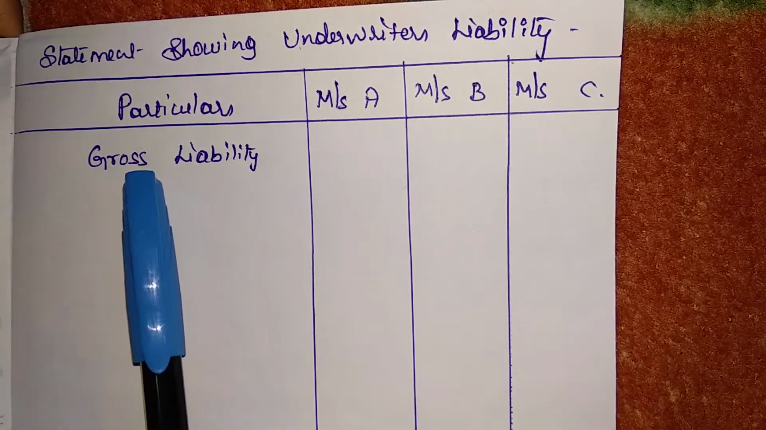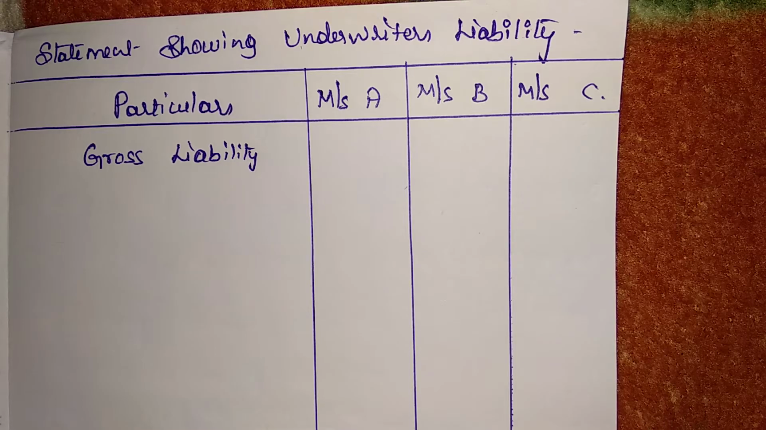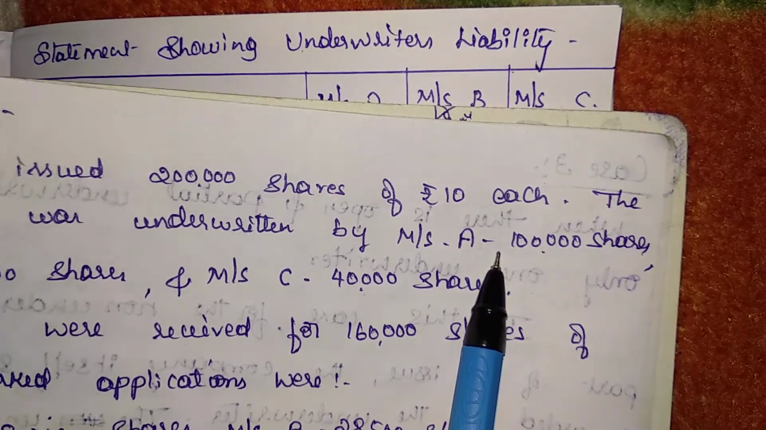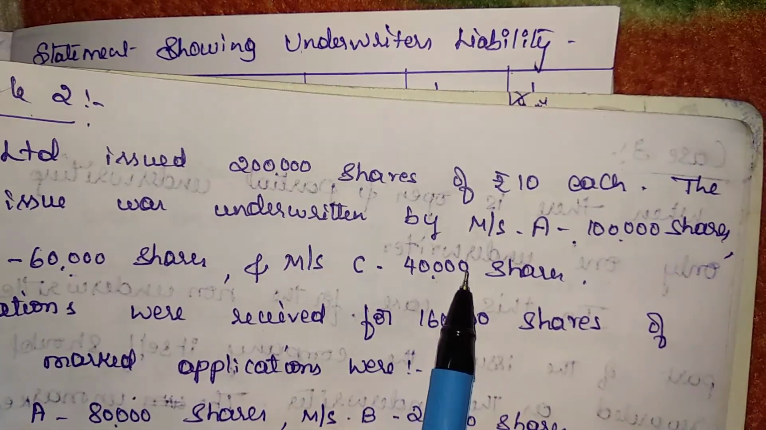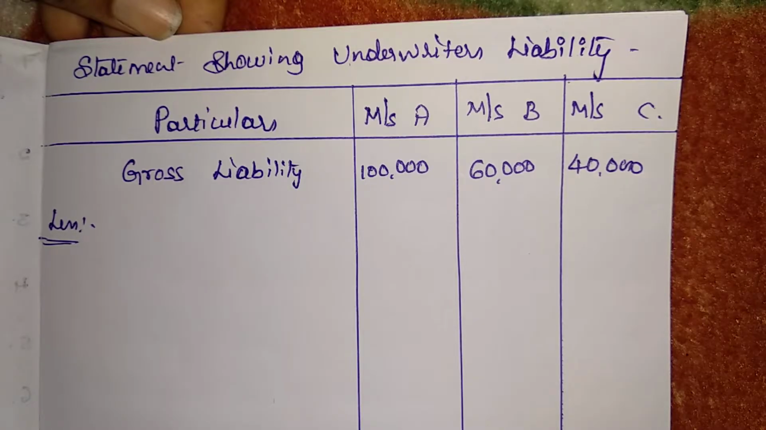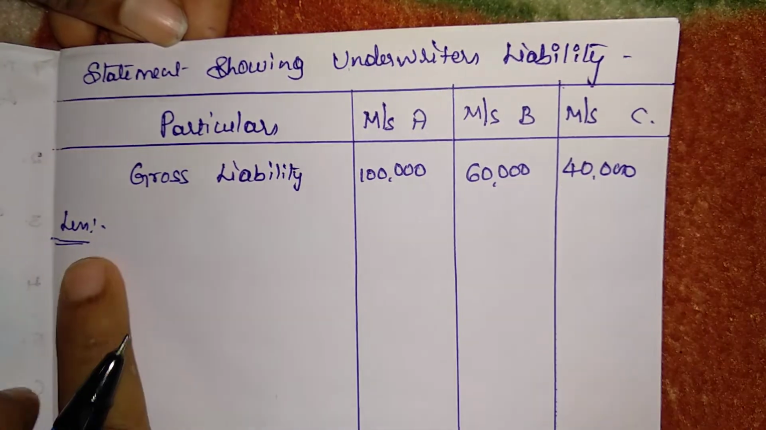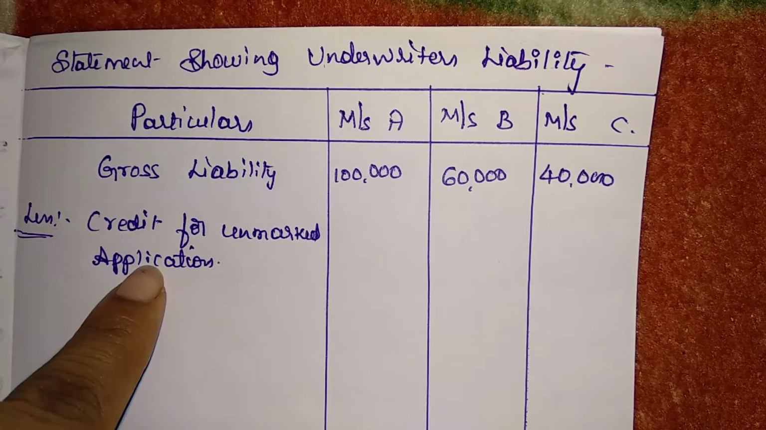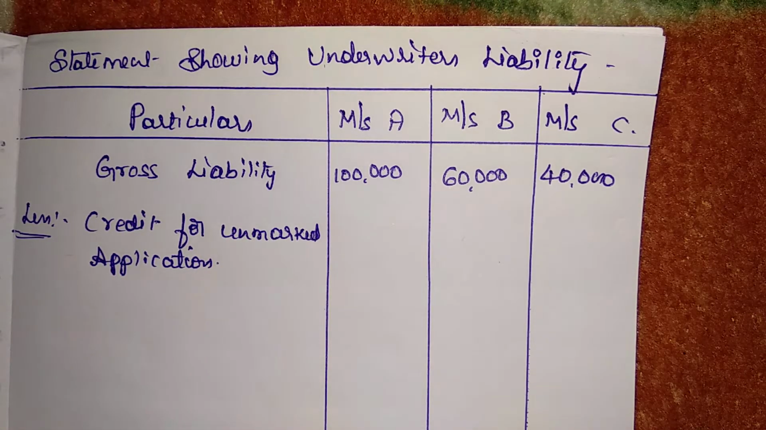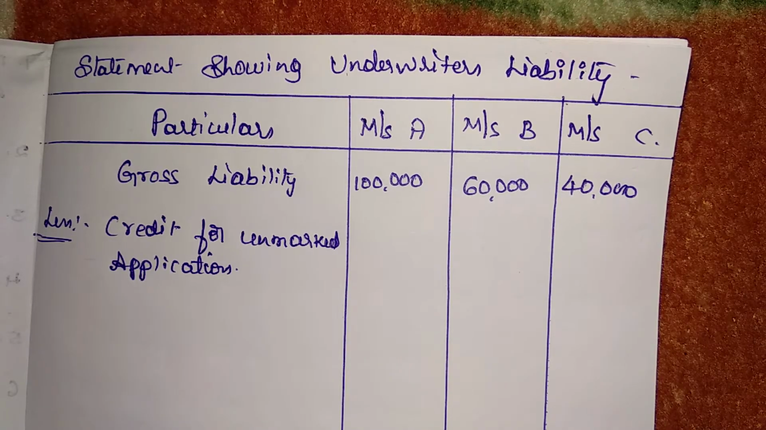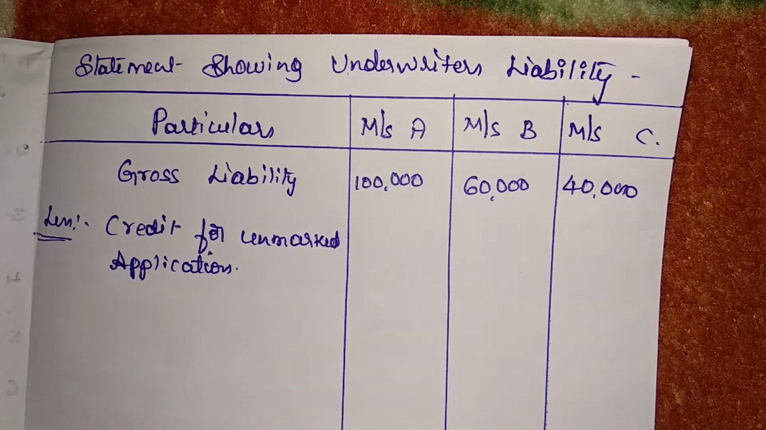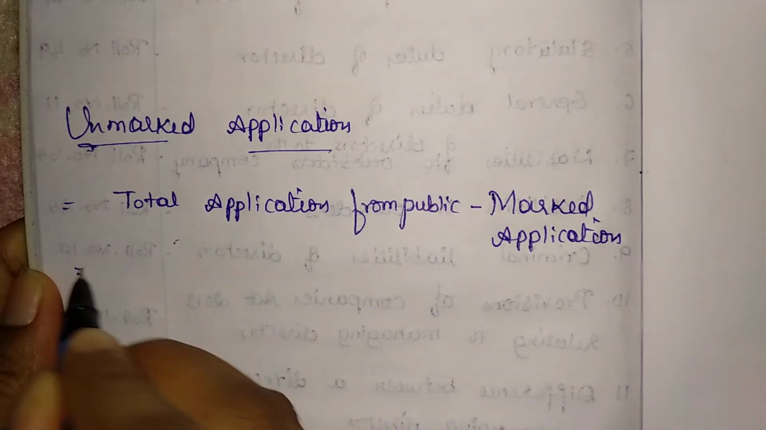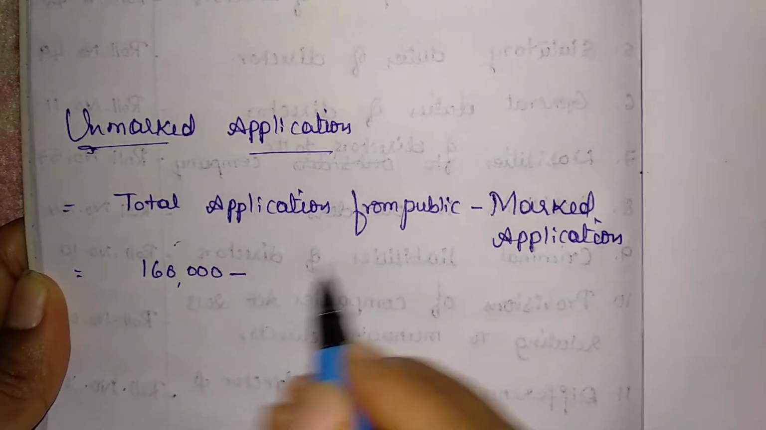We'll see this with an example. Here is a statement. First, write the gross liability, that is, the shares guaranteed by each underwriter. A guarantees 1 lakh shares, B 60,000, C 40,000. From that we have to deduct the credit given to each underwriter in respect of unmarked application. We have the information of total applications received and marked applications, so with this we can calculate the unmarked application. The way to calculate: total application from public less marked application. Total application received from the public is 1,60,000 shares, less marked application.